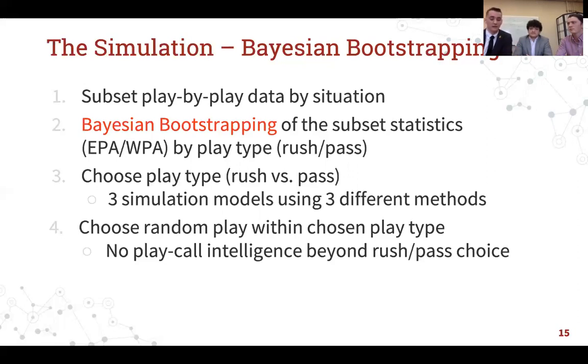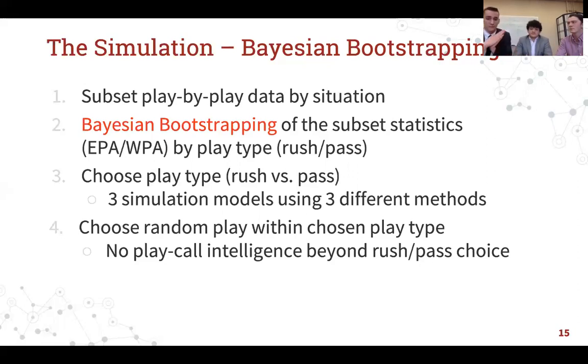What we then did is we ran Bayesian bootstrapping on those two subsets for a statistic of interest. For example, we would take the EPA of the rush subset, the EPA of the pass subset, and then compare the two in order to choose a binary variable. Do we call a rush play or a pass play? We use 3 different methods to make that decision, which we'll talk about in a little bit.